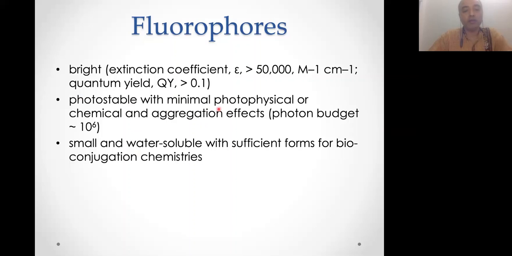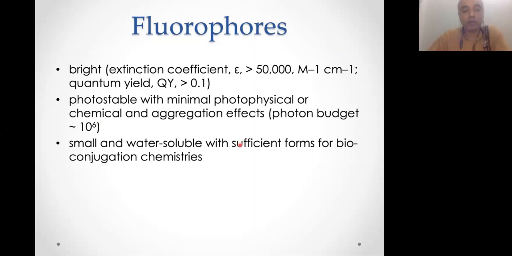They should also show minimal photophysical effects and aggregation effects, and this is something that I will come to. Usually, good single molecule dyes would have what we call a photon budget of about 1 million photons, 1 million photons released before they disappear. If they do that, then they are a good quality single molecule dye. Of course, you don't need to measure this. You will find in the literature which dyes are more commonly used, and I'll discuss some of those.